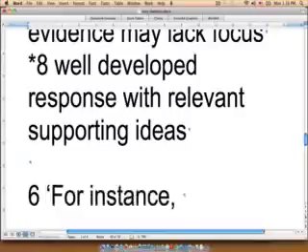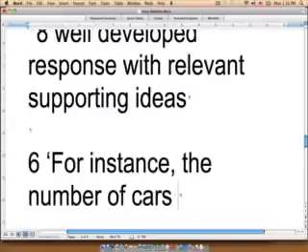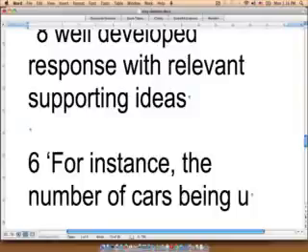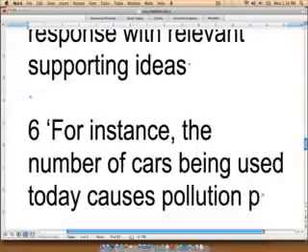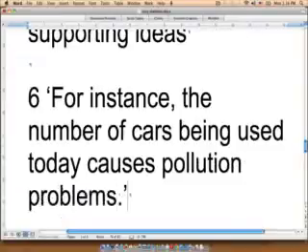For instance, the number of cars being used today causes pollution problems. Okay, so now here we have an example, and this example would appear in the supporting paragraph of our essay, and this would be an example that we're using to prove another point.